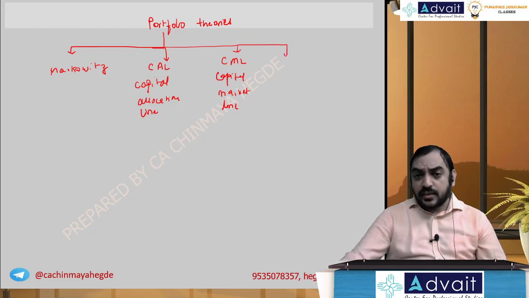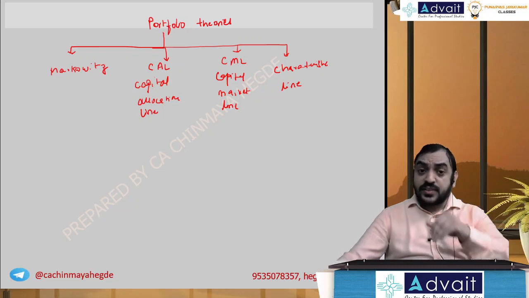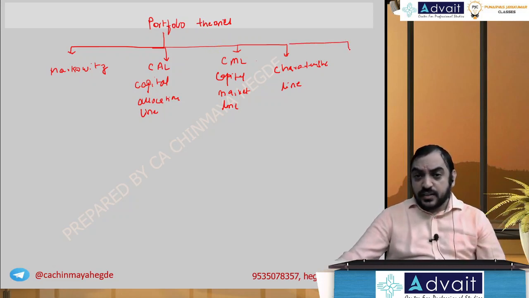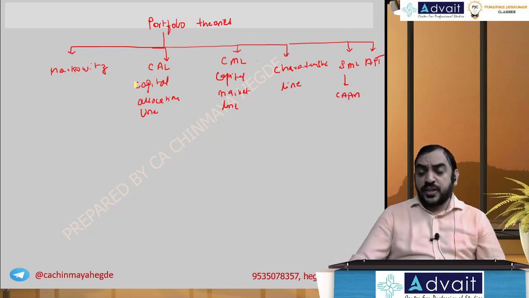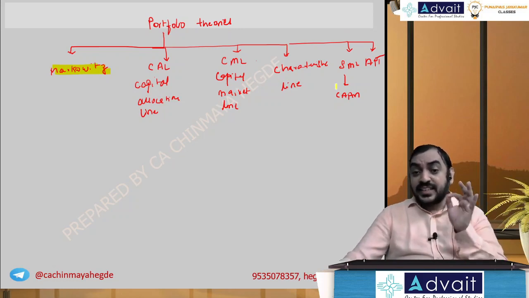And then we had a characteristic line, where we talked about the market and security. And then we had the security market line, that is SML, also most popularly called CAPM, and the latest one is arbitrage pricing theory. So let me tell the full forms. Please make sure you write it. First one is Markowitz. Then we have CAL, capital allocation line. CML, capital market line. Then characteristic line. SML, security market line. I don't have the space. Hope you can write it.